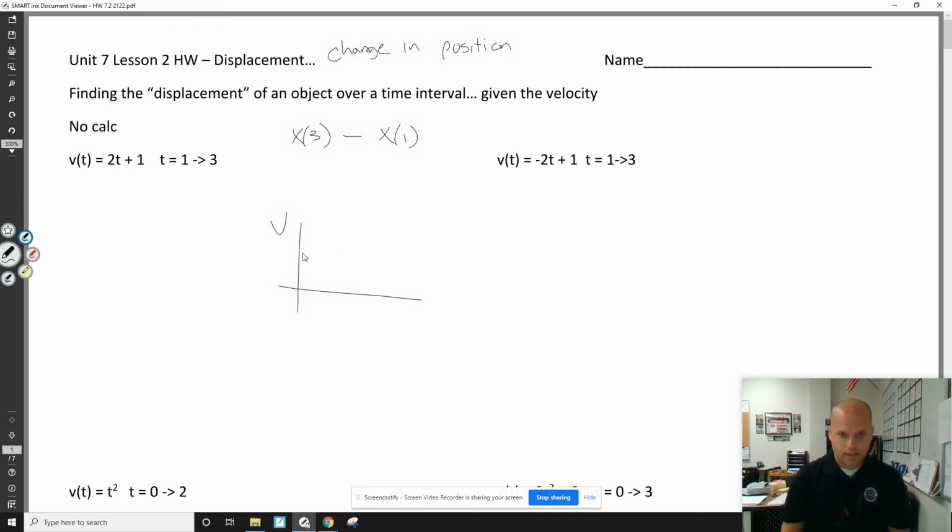whatever your velocity looks like, the accumulation of this velocity, or the area under the velocity, is also going to be the same as displacement. Why is that? It's like distance equals velocity times time. That's a formula you might be used to from physics. Distance equals velocity times time, and it's really displacement equals velocity times time.